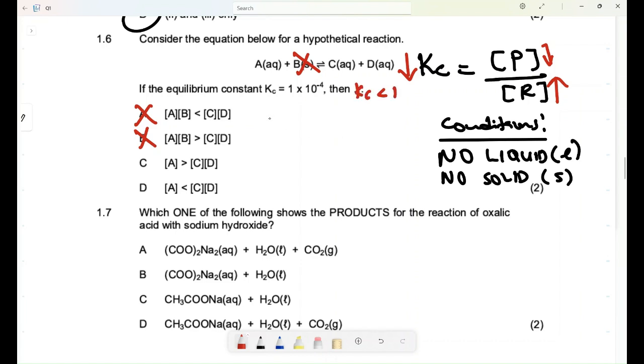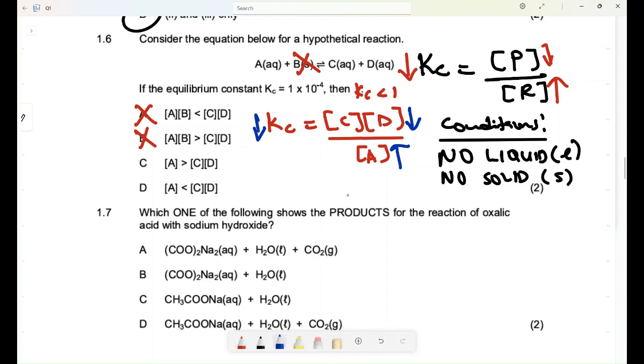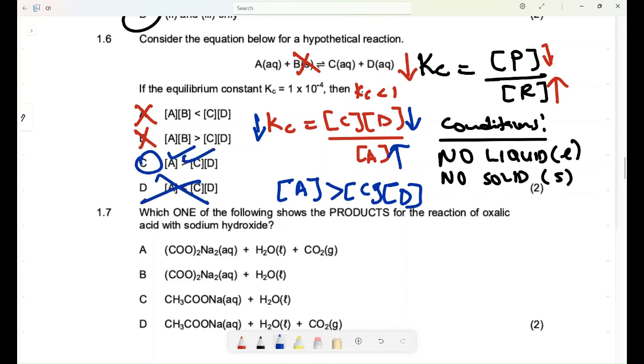So now my Kc expression is going to be the product, C multiplied by D, all divided by A. But now my Kc is low. If my Kc is low, it means my products are low and my reactants are more. So the concentration of A is greater than the combination, because it is higher than C and D. Which correct answer is that? C is the most correct answer.